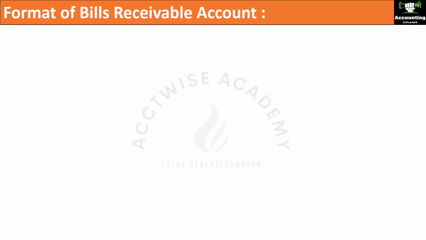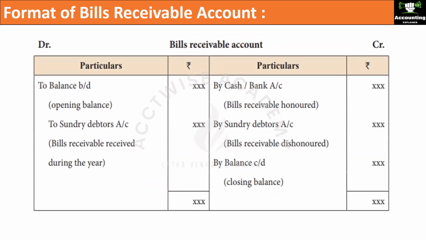Now we will see the format of bills receivable account. So this is our bills receivable account. It will have a debit balance, to balance brought down, then to sundry debtors, that is the bills that we have issued to the sundry debtors will come on the debit side. And on the credit side, by cash or bank, if these bills have been honored, that will come on the credit side by crediting cash or bank.